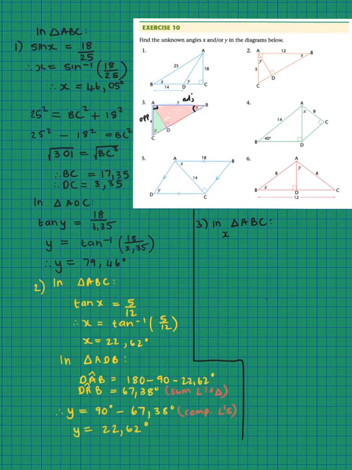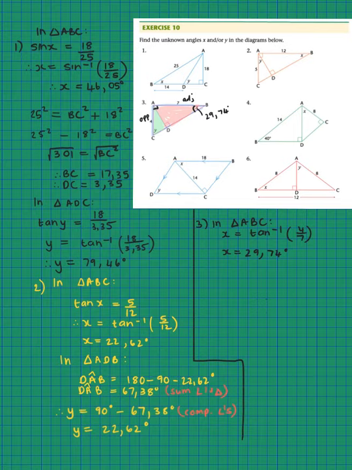To solve for x, it's going to be arctan 4/7. Remember that tan is opposite over adjacent, looking in the big triangle. So straight away, I'm now just going to go arctan 4/7, and we get that x is equal to 29,74 degrees, rounded off to 2 decimals. Okay. So I'm going to write that here, 29,74 degrees.